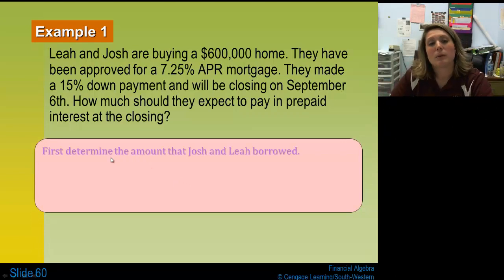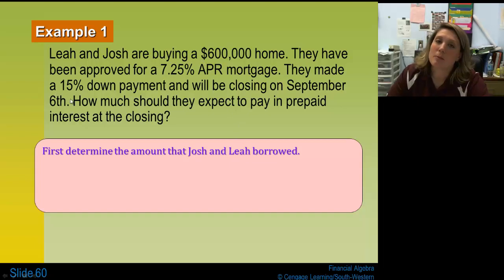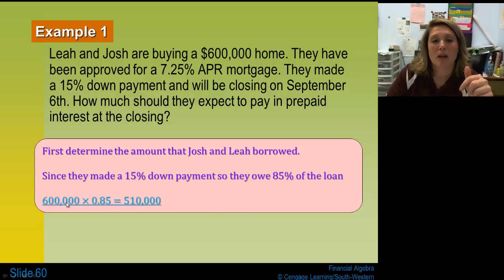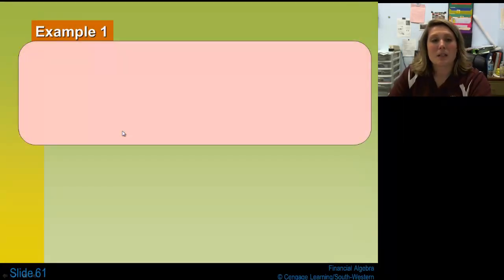Okay, well, first thing we need to do is determine the amount that Josh and Leah borrowed. Well, they are putting 15% down, so the remainder that they're going to have to be responsible for is 85%. So since they made the 15% down payment, they owe 85% of the loan. So we take and multiply the $600,000 by 85%, or 0.85, and we end up with $510,000.